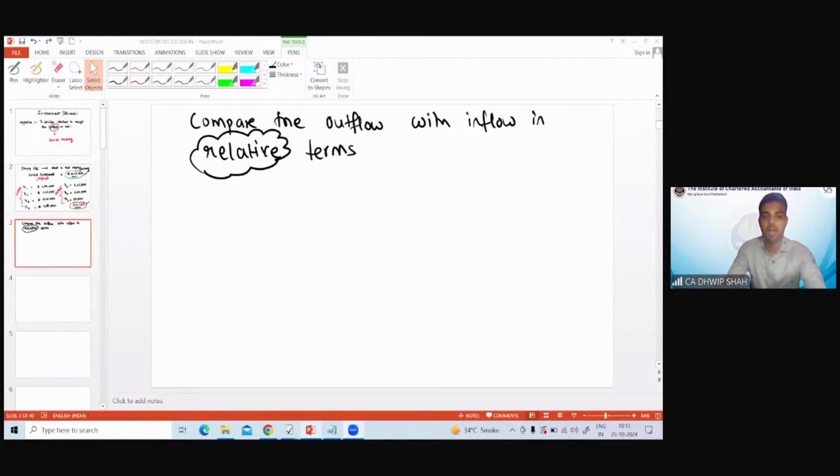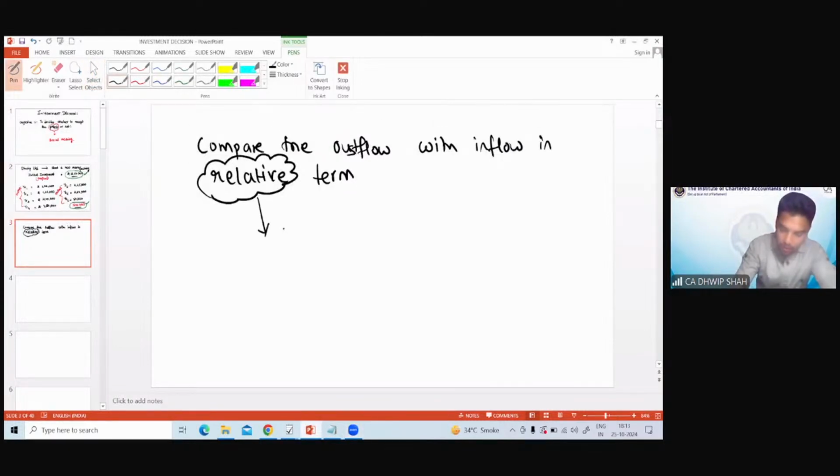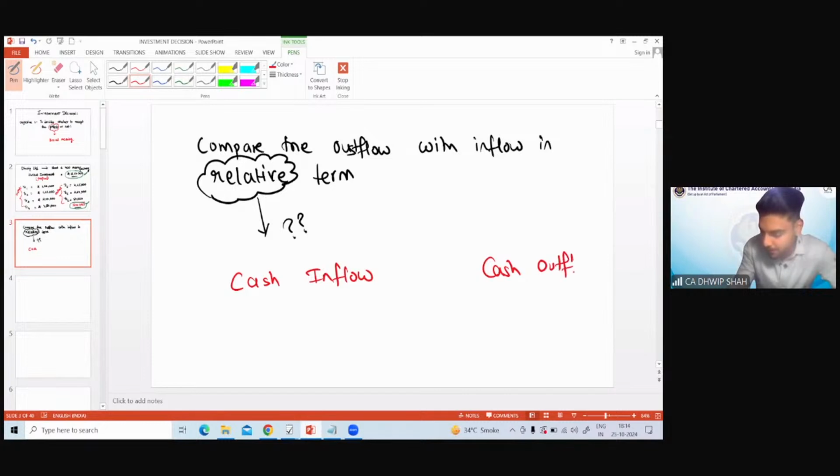Now, I know, in everyone's mind, there is one question that is coming. What do you mean by relative term? What do you mean by relative comparison? Yes or no? So here, relative term is nothing but comparison of cash inflow with cash outflow. You have to compare the cash inflow with cash outflow only, but the present value of cash inflow with present value of cash outflow.